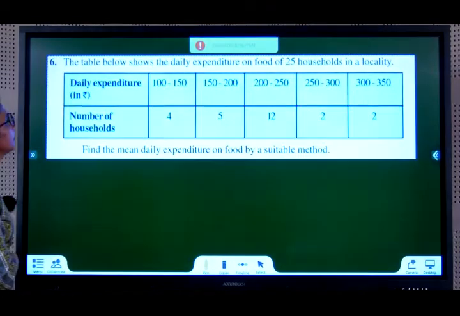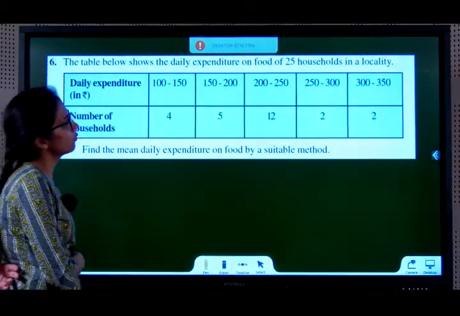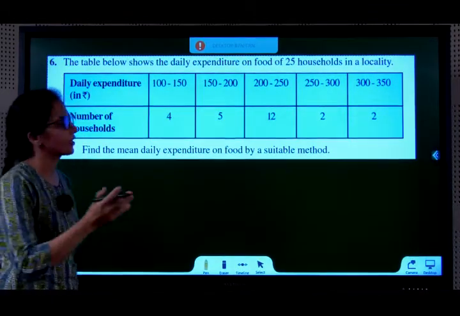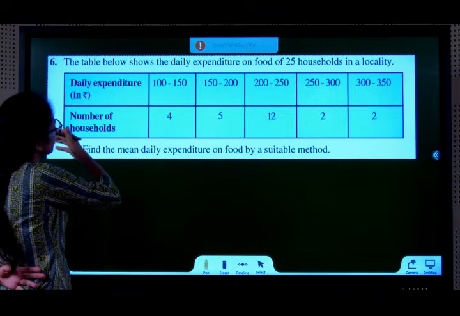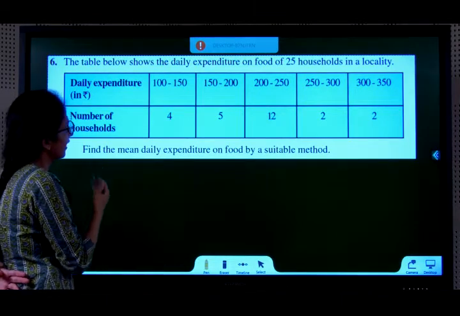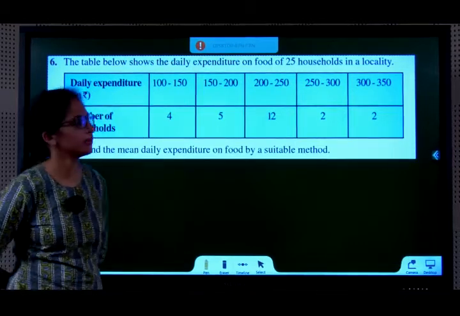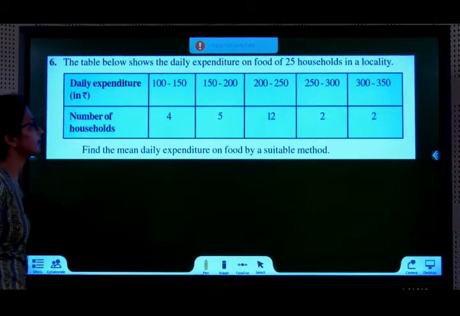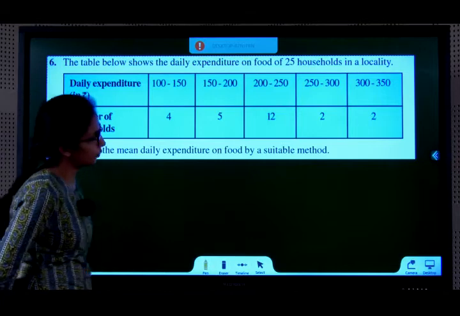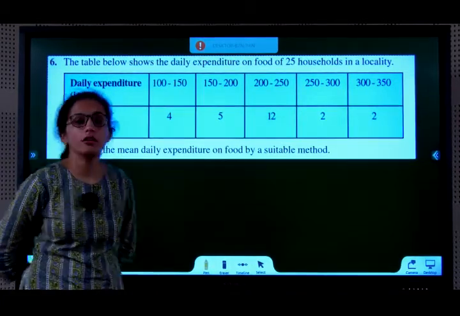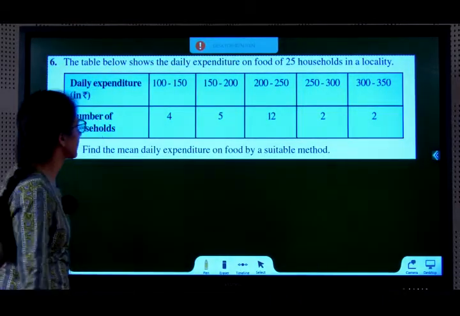Question 6. The table below shows the daily expenditure of food of 25 households in a locality. What is that 25? Summation f. You have daily expenditure, you have number of households. Find the mean daily expenditure on food by a suitable method. As you can see, the classes are large values, big values. That means xi is going to be big. So we will go for standard deviation method.